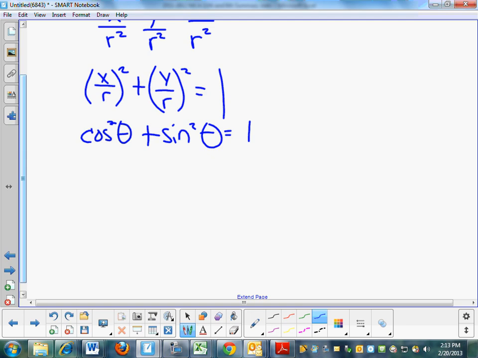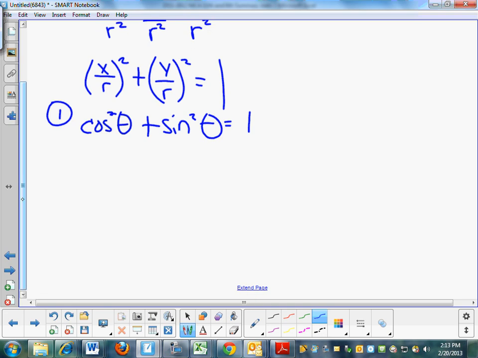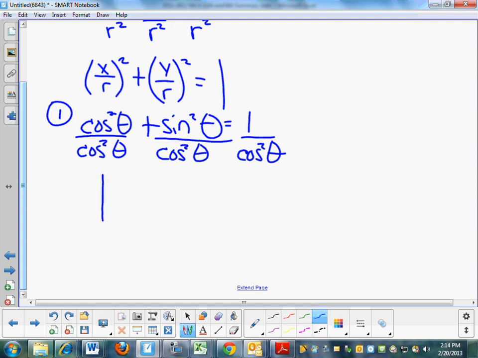But I will switch it up a little bit. So watch this trick. This is number 1, the equation we like to use. I'm going to give you another equation. I'm going to divide everything by cosine squared of theta. You okay with doing that? What's cosine squared divided by cosine squared? 1 plus 1 over, what's the inverse of cosine? Secant. So 1 over cosine squared would be secant squared.